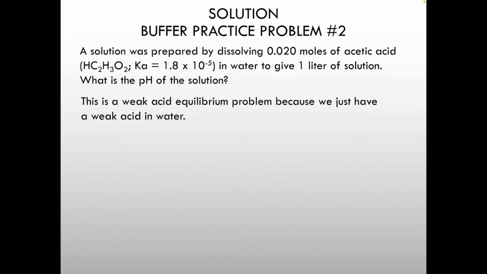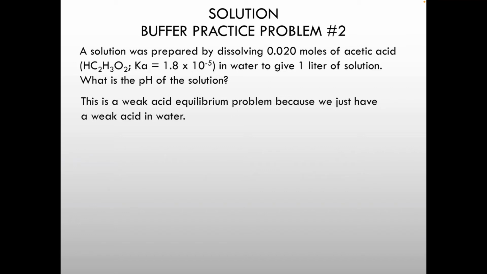Okay, and you might be thinking, well, that's weird. What's it doing in this chapter? I promise we're going to use it in the next practice problem, but I want to review how we would solve this weak acid problem because we're going to use it later in this chapter. So we have a weak acid equilibrium problem.